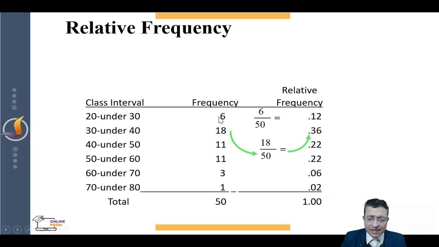So divide the frequency of any of the classes by the total. For example, for the first class we have frequency 6, and the total number of observations is 50. So 6 divided by 50 comes out to be 0.12. What does it mean? Out of the total data, around 12% of the data is there in this first category. Similarly, we can calculate the relative frequency for all the classes.